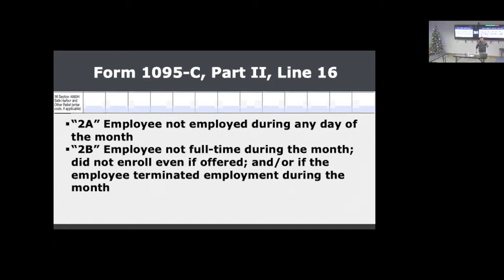Far more often, though, will be when you're using 2A. Because if you have an employee who's 2B in every month, guess what that means? They probably shouldn't be getting a form because they're not full-time, right? Okay.